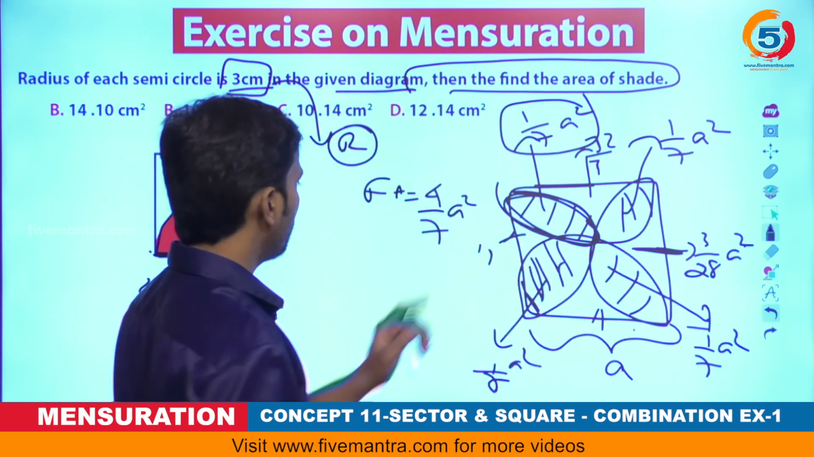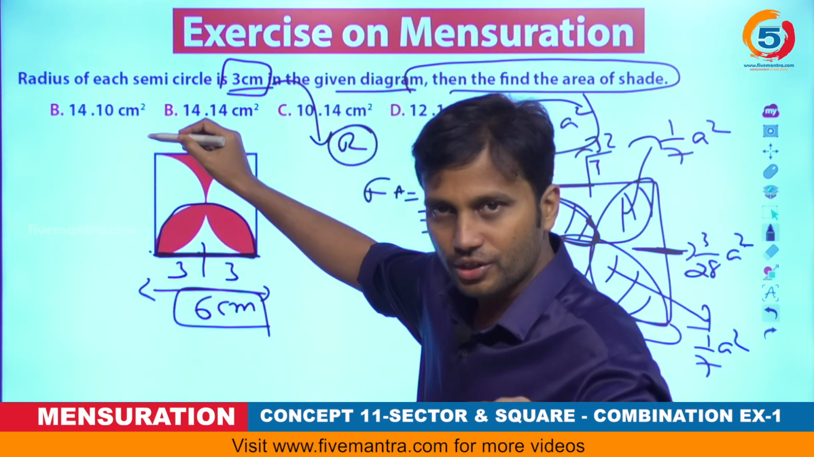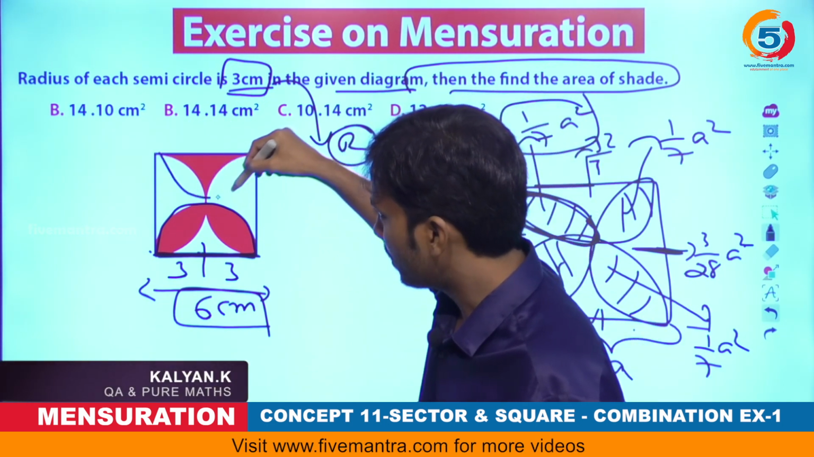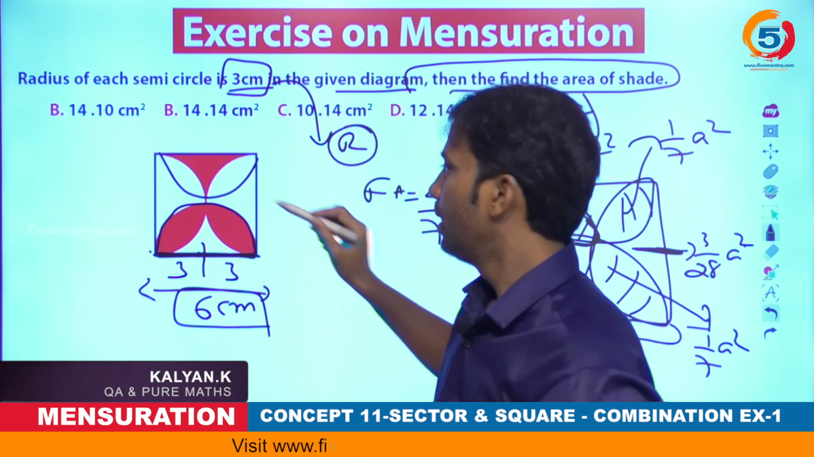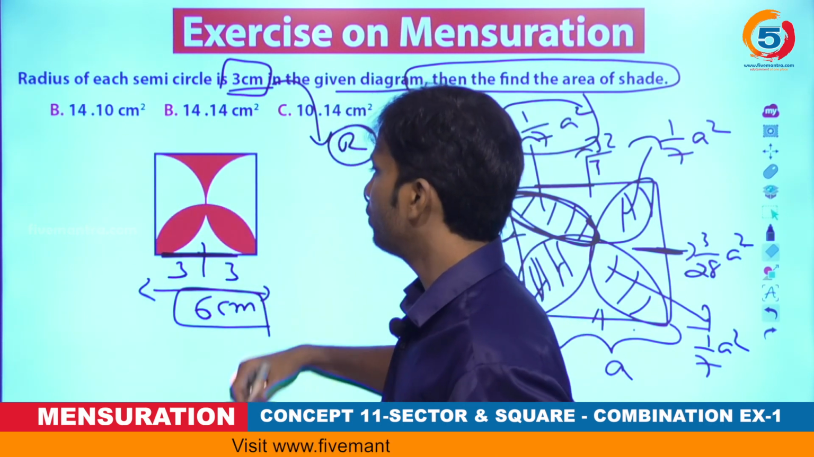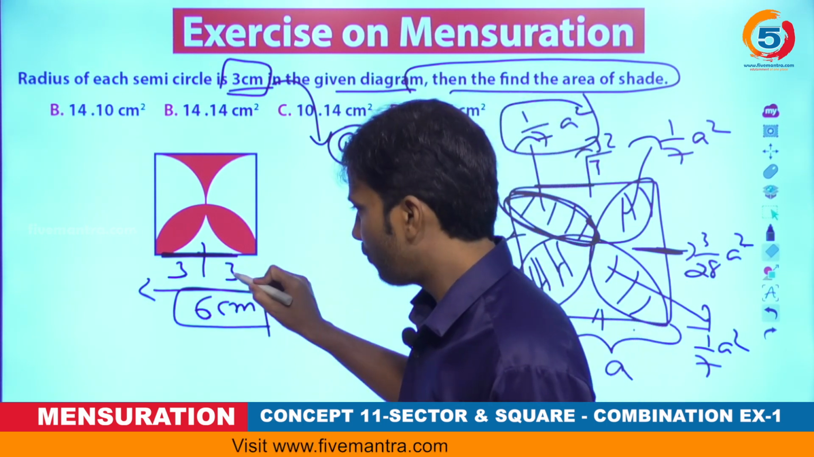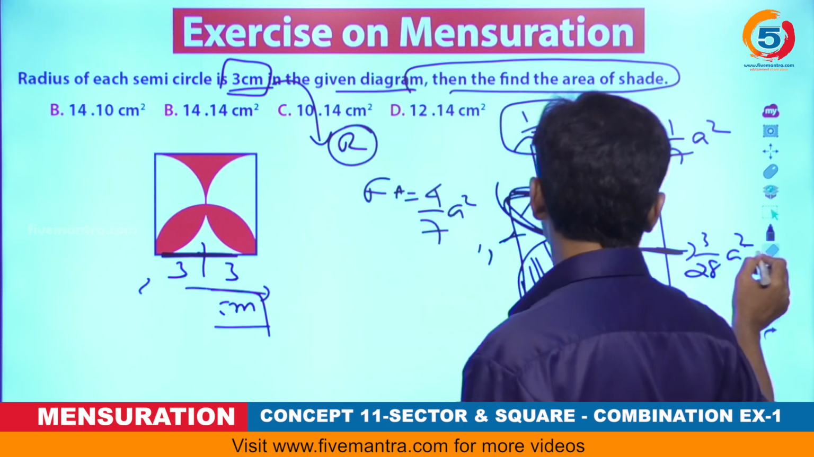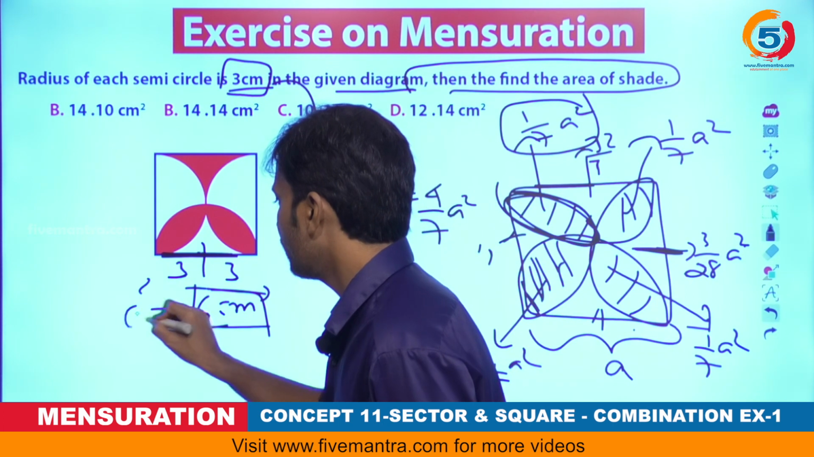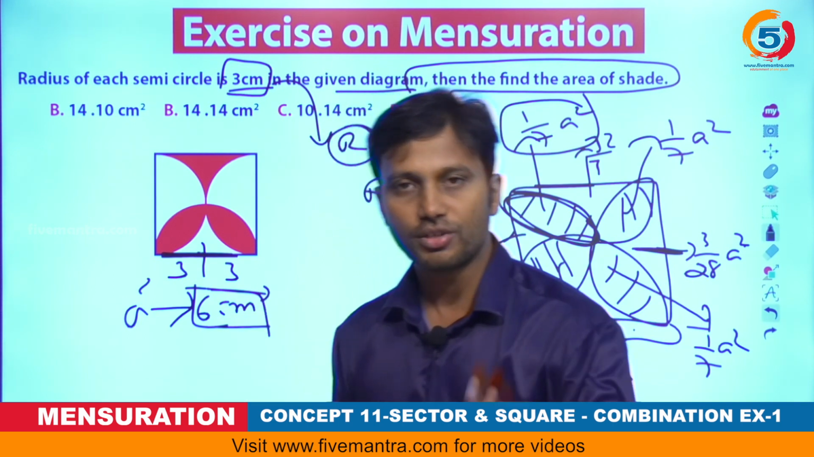So now let us apply this. How many flower petals are given here? Actually it's an incomplete version of the diagram. If we had completed this, one more semicircle would come and 4 flower petals would be there. But here it wasn't drawn, only 2 parts were given, right? So here 2 petals are there. Each petal area would be 1 by 7 a square. This is the value of a, or not? A means side. 6 centimeters is your side.